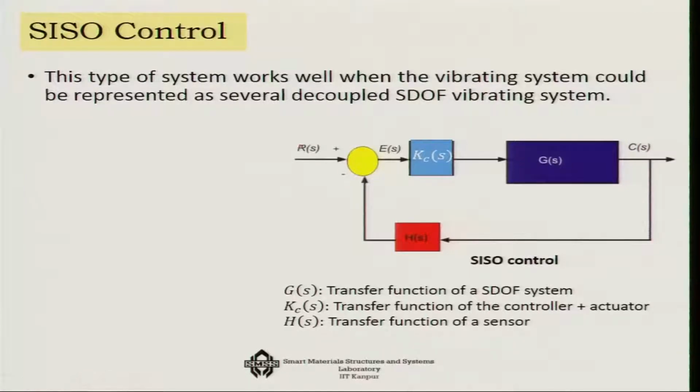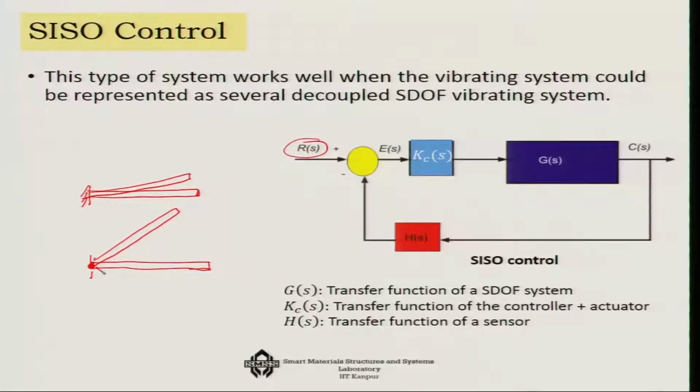So, you may or may not have a reference signal. For example, if it is just a vibration problem of something like a cantilever beam which is vibrating and you want to drop that vibration down, that is one type of problem. But in another group of problems, you may have a flexible arm, where the job of the flexible arm, maybe in an assembly process, is to rotate the whole system between two positions.